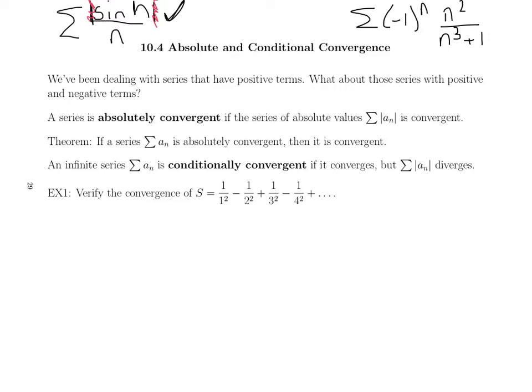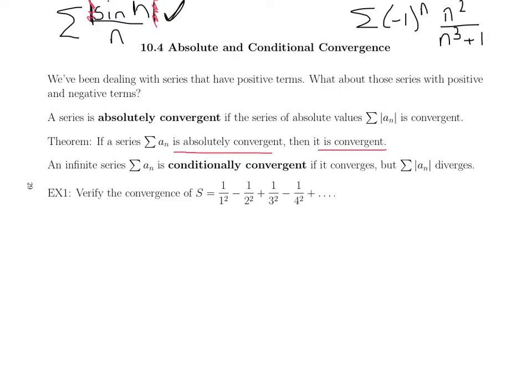So we'll start out with a few definitions. First of all, a series is absolutely convergent if the series of absolute values, so the sum of the absolute values of the a_n's, is convergent. So that's a term that we'll talk about, absolutely convergent. And this first theorem here is one that we'll use quite often. If a series is absolutely convergent, then it is convergent. So if you can show that the positive version of the series is convergent, then we know that the series without the absolute values is convergent.